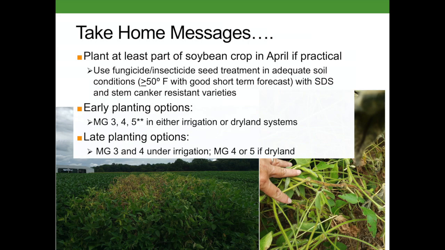So for late planting options, under irrigation, I think our work supports a group 3, maybe over a group 5, and a group 4 is probably the best fit. For dryland conditions, maturity group 4 or 5, both of those will work very well and seem to be stable year in and year out if you're not able to irrigate.